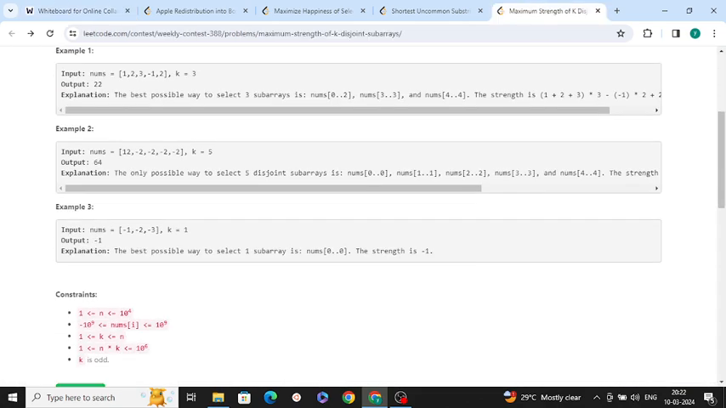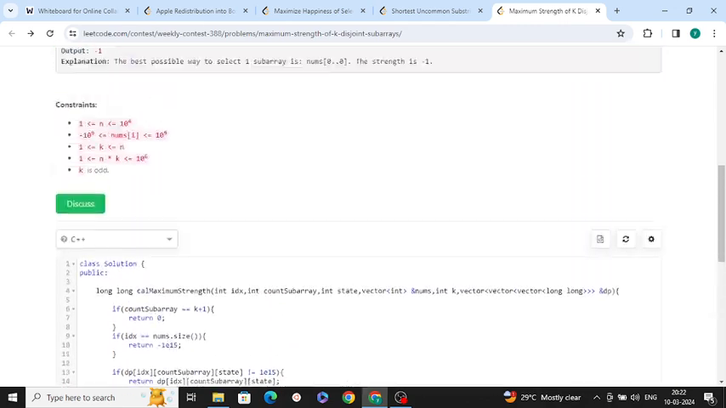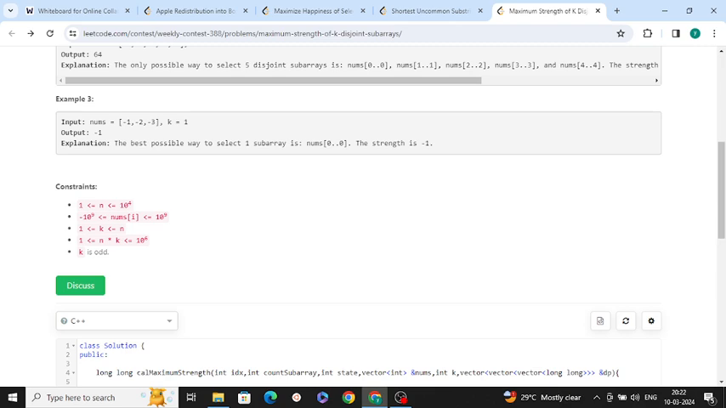So here what I have done is create a 3D DP with k plus 1, n plus 1, k plus 1 and two states, break and not break. I always think in terms of that. I have filled the 3D DP with 1e15. The reason is that I cannot fill it with minus 1, because minus 1 is one of the possible answers.